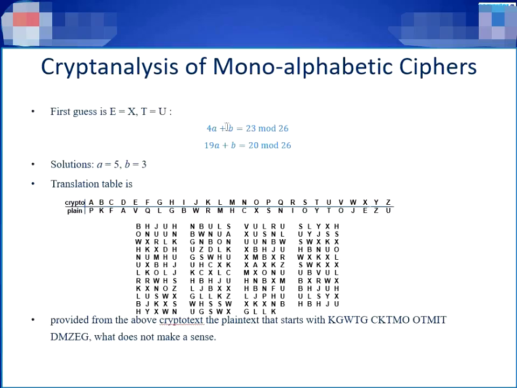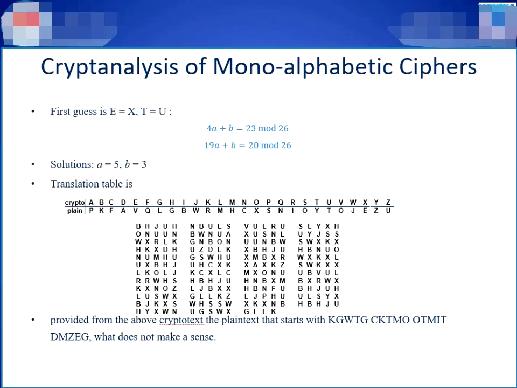Our equation becomes like this. By subtracting the second equation from the first one and doing simple math, we can deduce that a is equal to 5 and b is 3. With this key, we can make our translation table. If we use this key, then a is encrypted to p, b is encrypted to k, and so on.